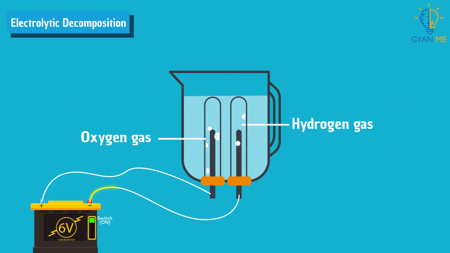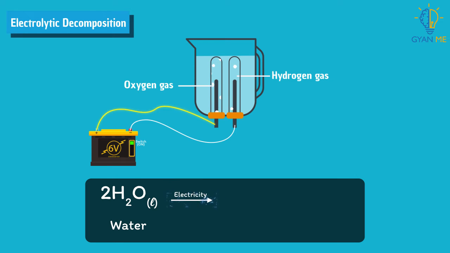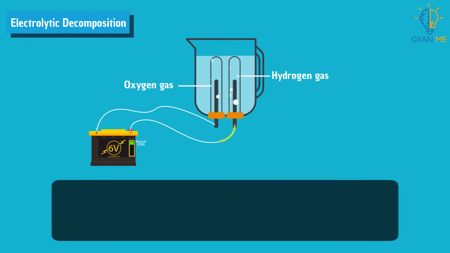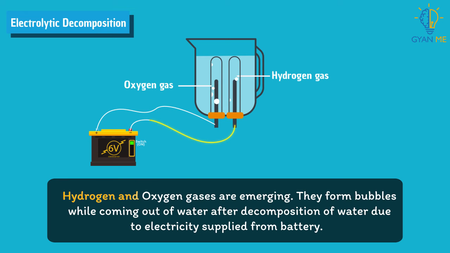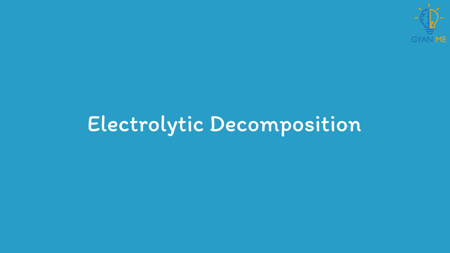Let us understand it from its chemical equation. H2O in presence of electricity gives H2 plus O2. You see that hydrogen and oxygen gas are emerging and form bubbles while coming out of water after decomposition of water due to electricity supplied from the battery. So it is an electrolytic decomposition.